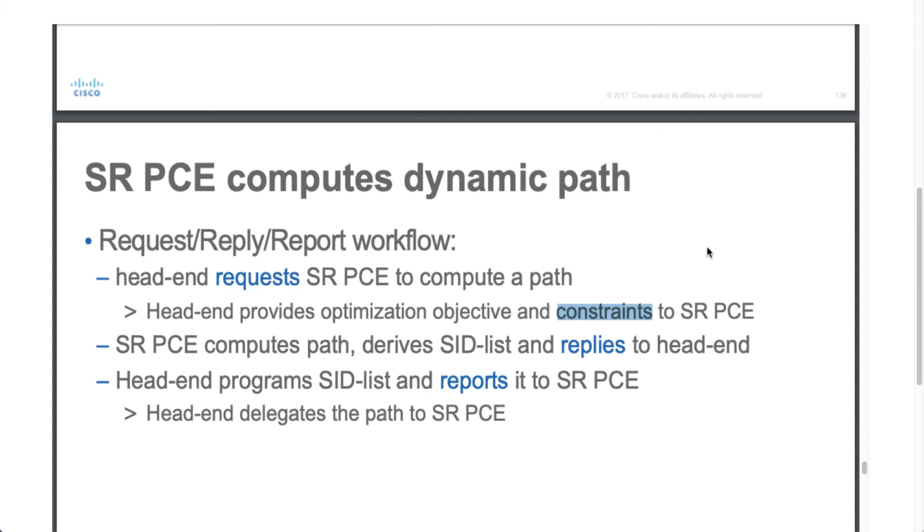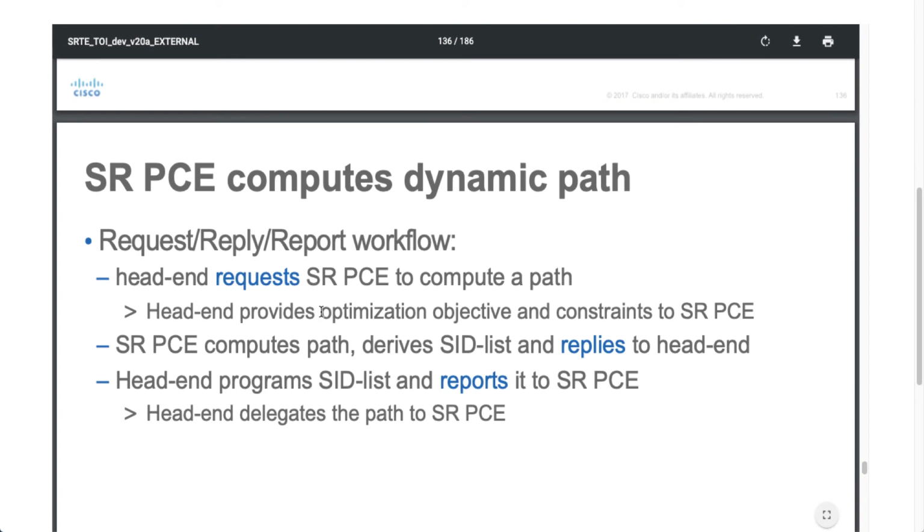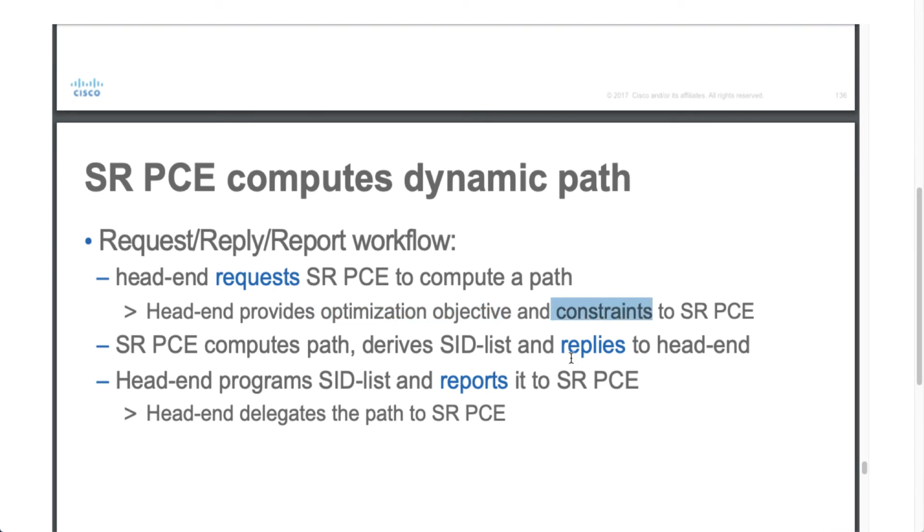Constraints are the conditions, like go ahead and pick this path versus that path. I don't want you to take this particular link or that particular node. All those are constraints. So your head end node can send this optimization objective as well as the constraint to SR-PCE, and then SR-PCE computes the path. It derives a SID list and replies to the head end. It will figure out a path based on this optimization objective and these constraints, and once it has a path from a given source to a given destination, it gives that SID list, and that workflow is called simply a reply. So it replies to the head end.